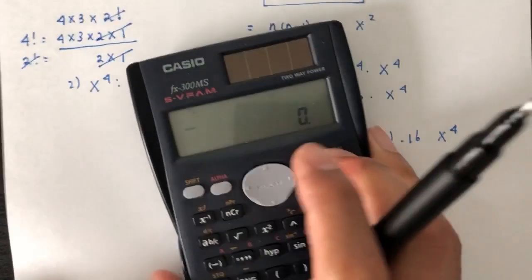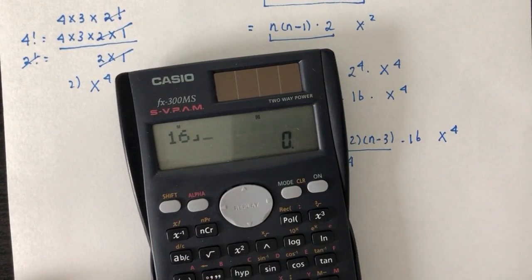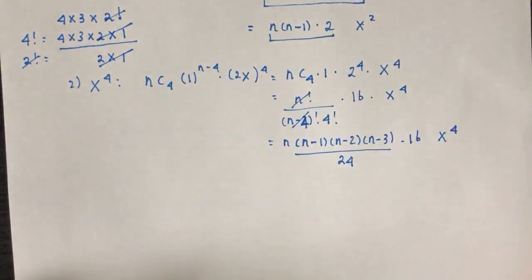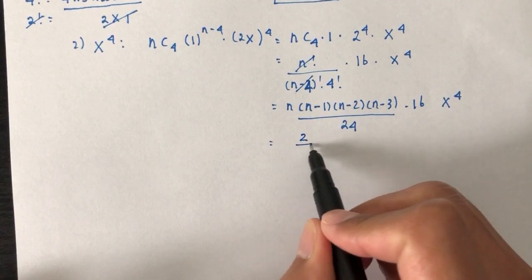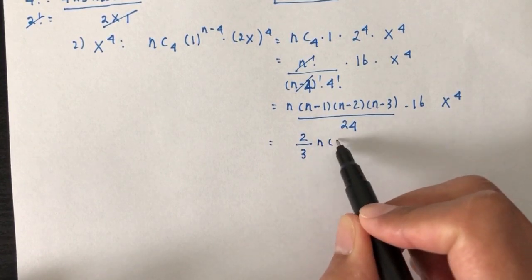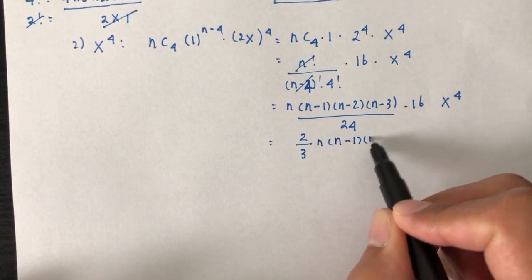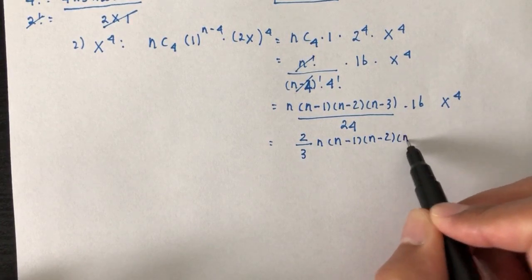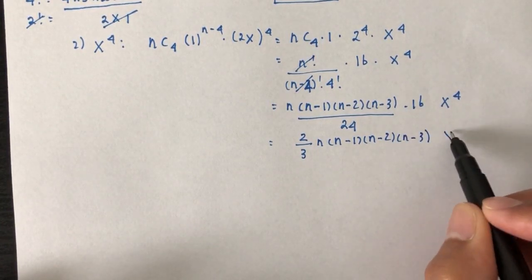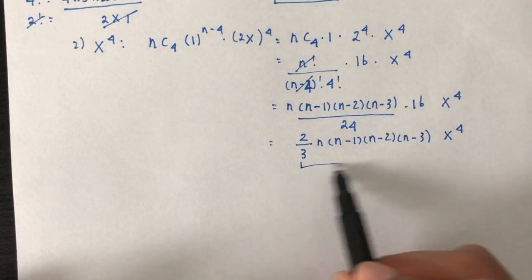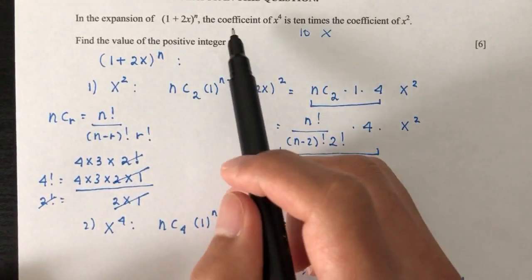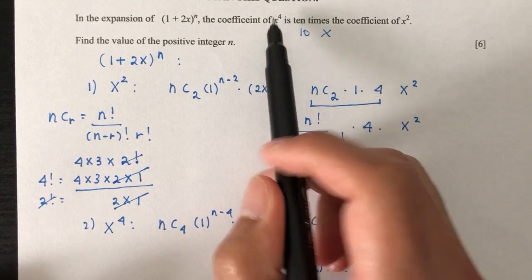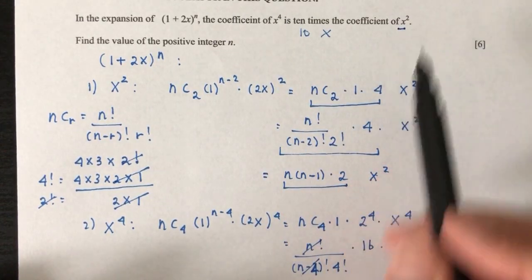So let's find the ratio. So 16 over 24 is 2 over 3. So we have 2 over 3 times n times (n minus 1) times (n minus 2) times (n minus 3) x power 4. So now we have to use this part and this information. It says the coefficient of x power 4 is 10 times this of x squared. So use this and this.